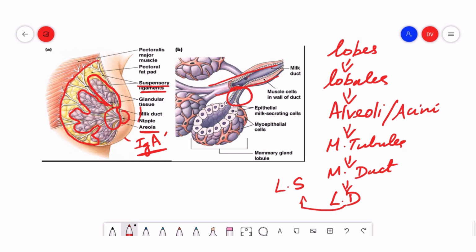So that's all about the mammary glands. You can make quick notes out of the video and you can easily study. Alright guys, with that we have completed the complete introduction to the female reproductive system. The next video is very important guys. It's all about oogenesis. I'll make it very easy for you.